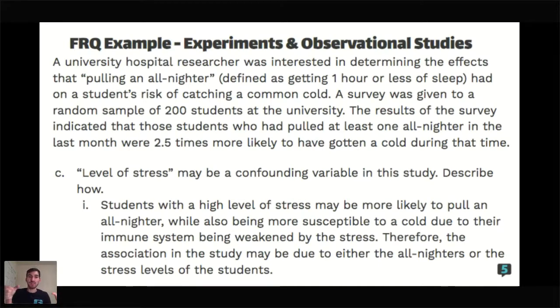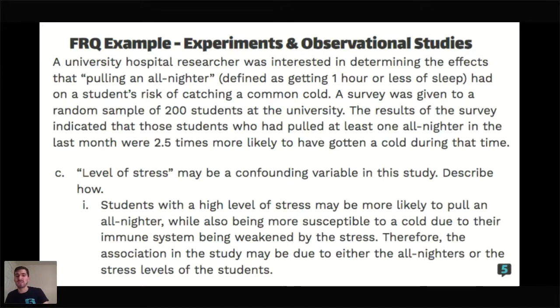So you can see suddenly stress level and whether or not you pull an all-nighter are actually related to each other when it comes to whether or not you get a cold. And so you can't decide, if I know someone got a cold, is it because they were pulling all-nighters or is it because they're super stressed out? Because if they're super stressed out, they're also maybe more likely to pull all-nighters. And suddenly things get a little confusing, and that's why they're called confounding variables.